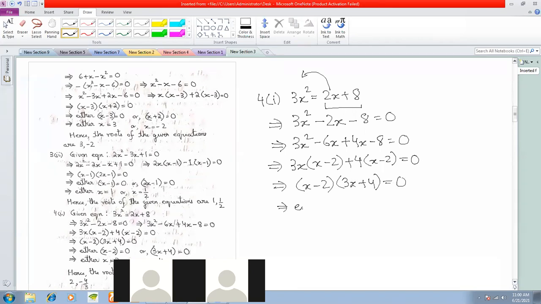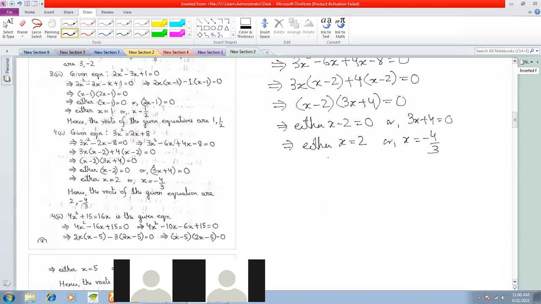That means either x minus 2 is equal to 0 or 3x plus 4 is equal to 0. That means either x is equal to 2 or x is equal to minus 4 by 3. Right? So what are the roots here? The roots here are 2 and minus 4 by 3. Right?